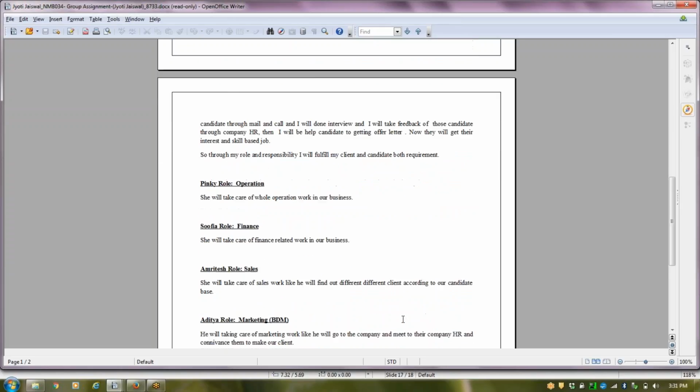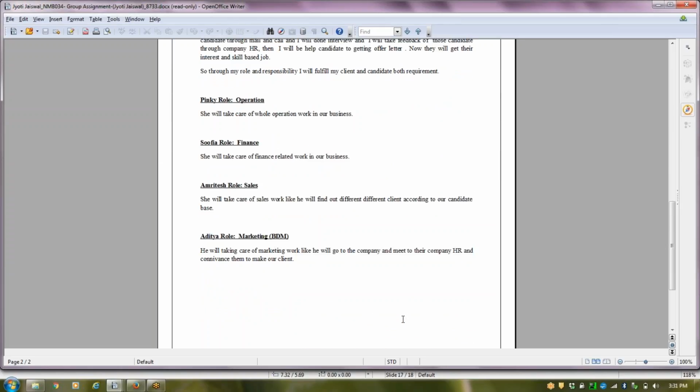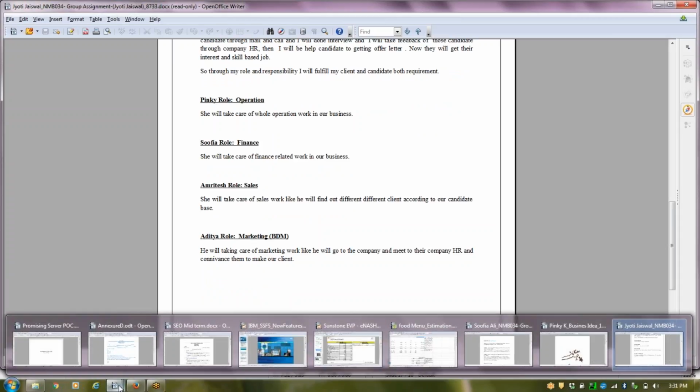Yeah, so this separation, everything is fine. So they've already separated who will work on what. Pinky will work on operation, finance, sales. So all these things are fine. So you guys have to spend some more time, come up with more data.